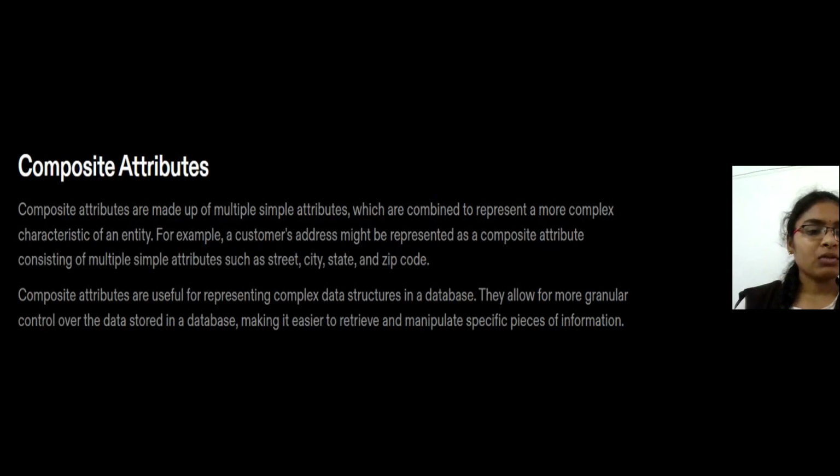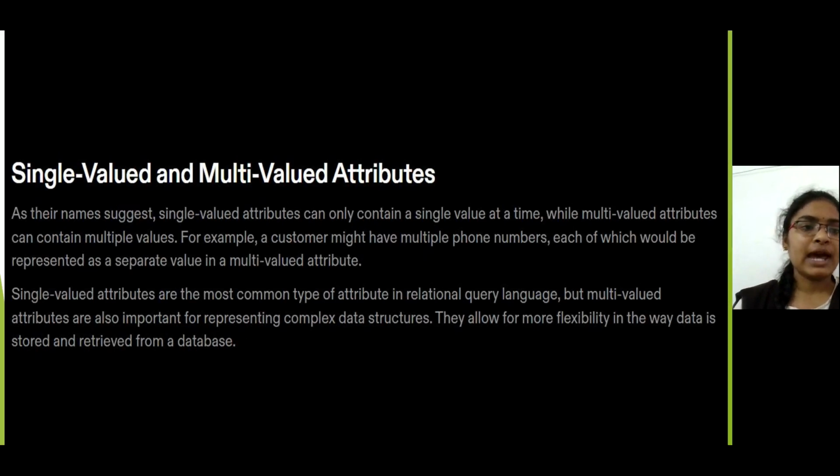Now, composite attributes are useful for representing complex data structures in a database. They allow for more granular control over the data stored in a database, making it easier to retrieve and manipulate specific pieces of information. Now, let us go to single valued and multi-valued attributes.